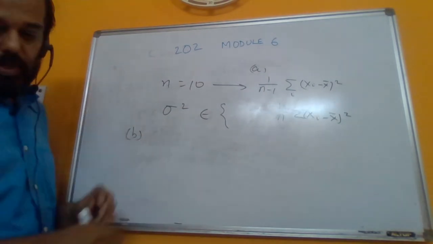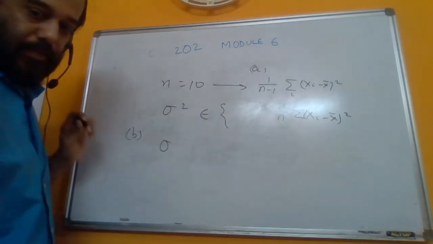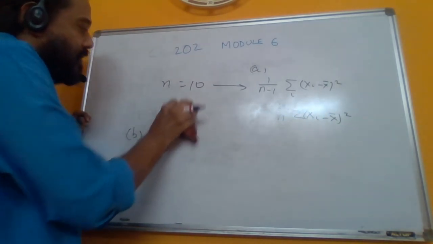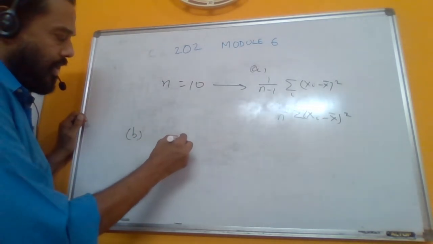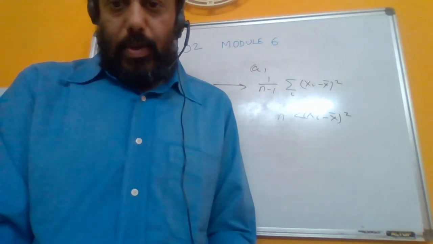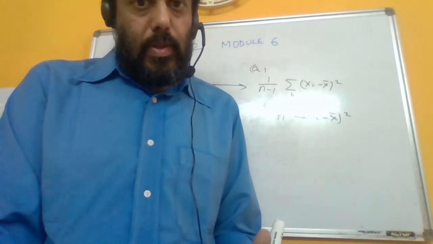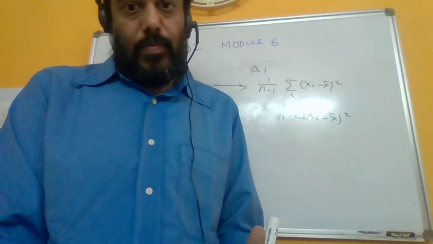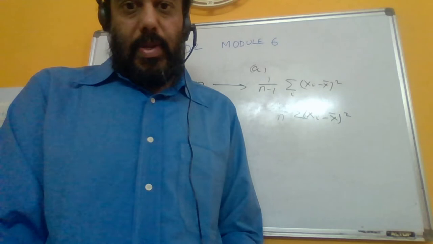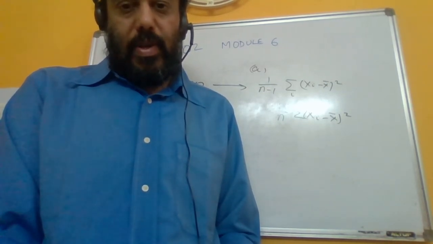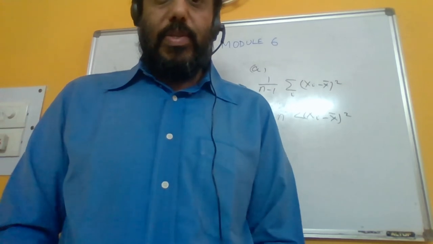Part B is to compute the 99% two-sided confidence interval. This is where you have to compute a confidence interval, and the 99% confidence interval is given to you in your module. We are talking about interval estimates for the variance, and the two-sided confidence interval was given by this.